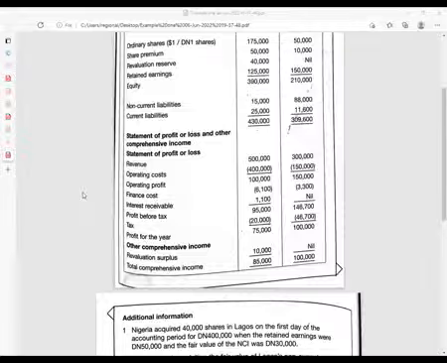Under other comprehensive income, I have revaluation surplus. And I'll be bringing here the group exchange gain. Very important. Group exchange gain for me to be able to get what we call the total comprehensive income. The total comprehensive income.